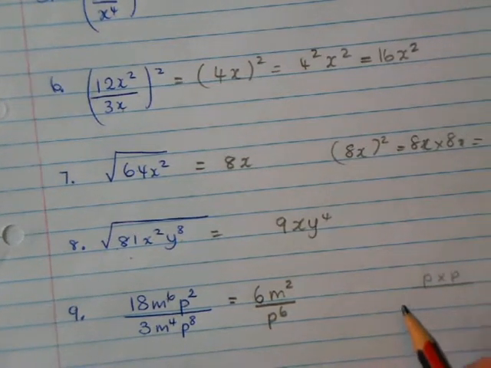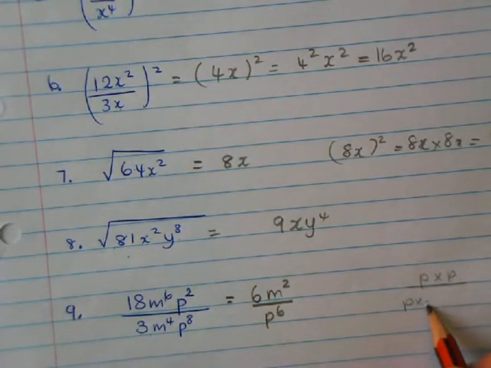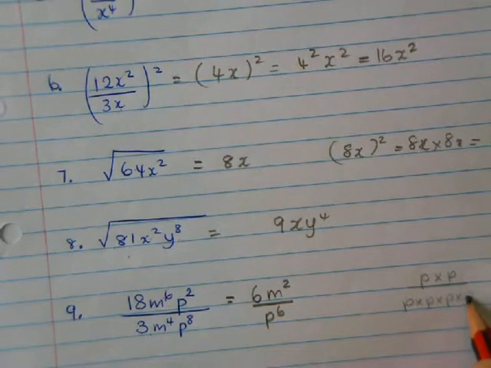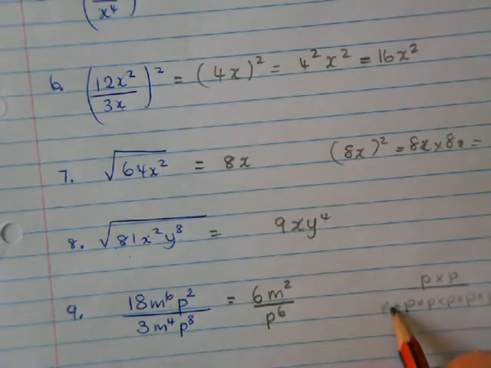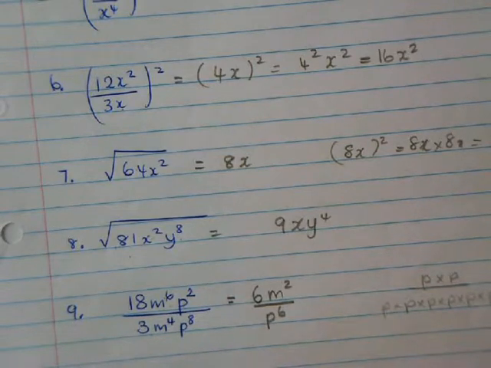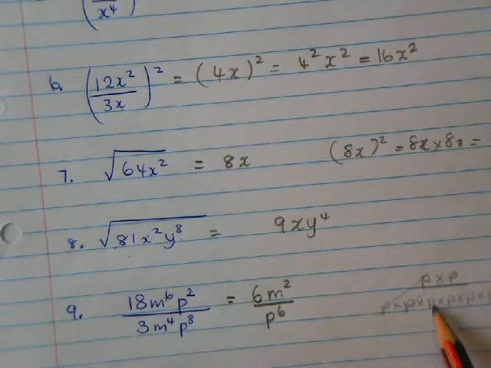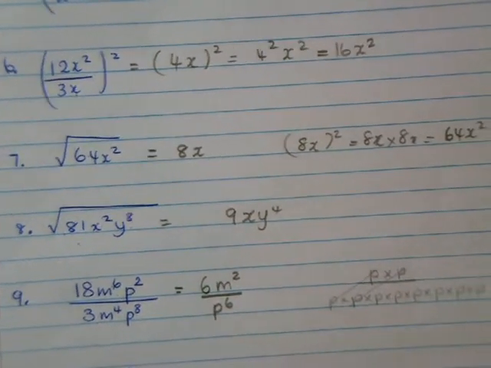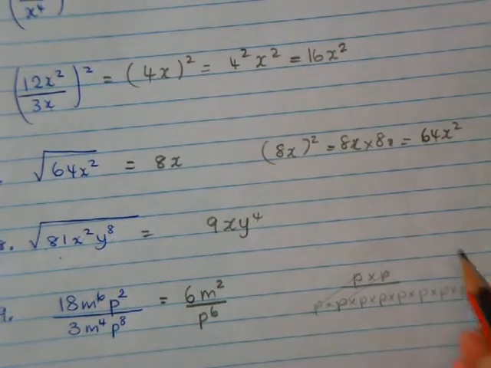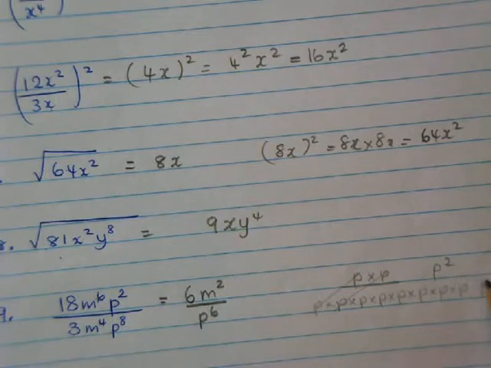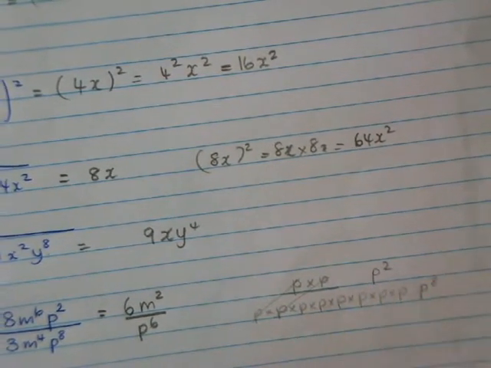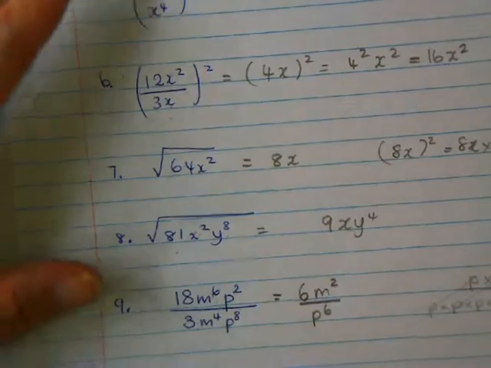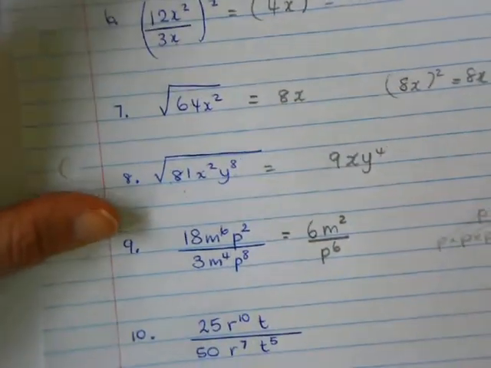You have to think of it in terms of p times p on the top line, and on the bottom line there'll be 8 of them. 1, 2, 3, 4, 1, 2, 3, 4. So if I cross off 2, I'm left with 1, 2, 3, 4, 5, 6 on the bottom line. Just to illustrate that. So that's saying that p to the power of 2 over p to the power of 8 ends up being p to the power of 6 on the bottom line.